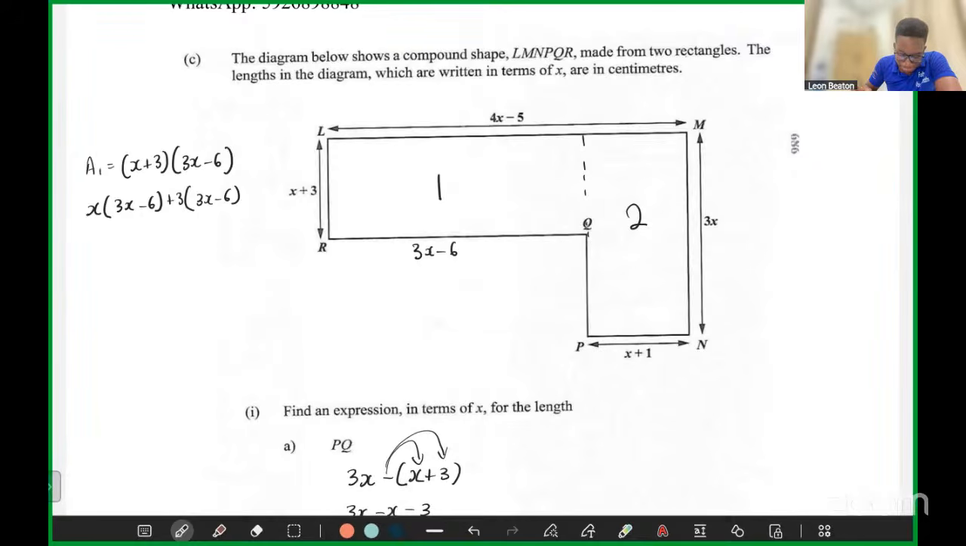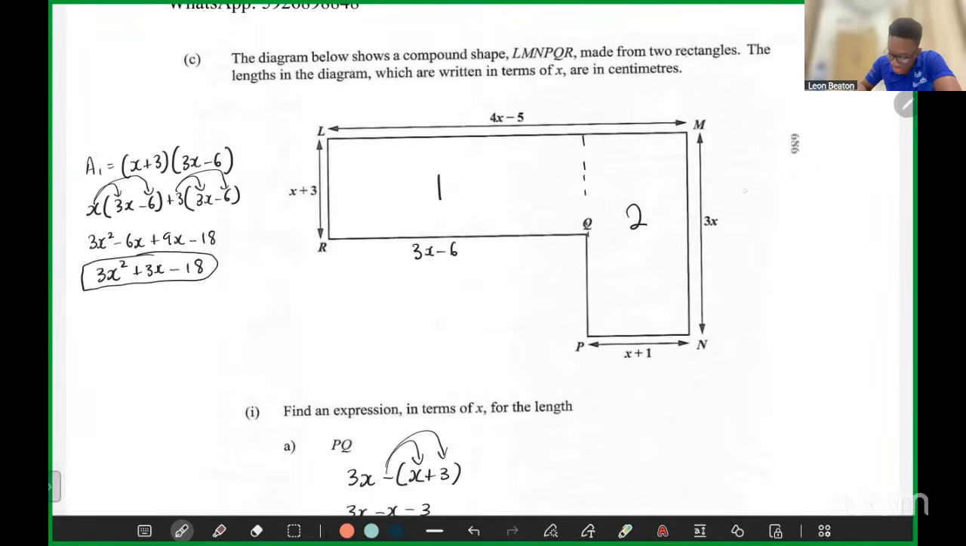All right. So we distribute now. x times 3x will give us 3x squared. x times minus 6 will give us minus 6x. 3 times 3x would give us plus 9x. 3 times negative 6 would give us minus 18. So negative 6x plus 9x would give us plus 3x. So 3x squared plus 3x minus 18. And that is for shape 1.